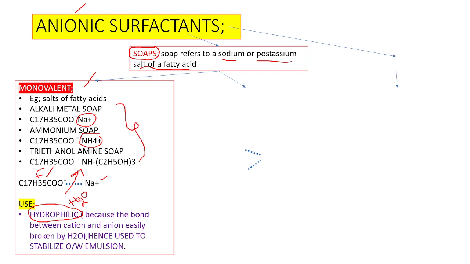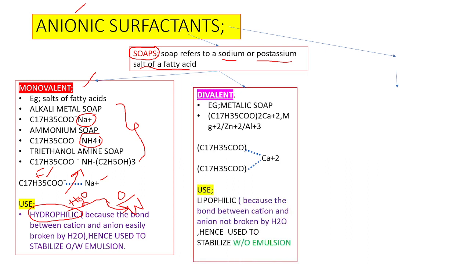When it is hydrophilic in nature, we use it to stabilize the oil in water system. If the continuous phase is water, then we can use a hydrophilic surfactant. This is about the monovalent soaps. Next one is divalent soaps. When it comes to divalent soaps, calcium, magnesium, zinc, or aluminum will form two ionic bonds with the fatty acid. That's why we have represented two fatty acids forming bonds with a single calcium atom.